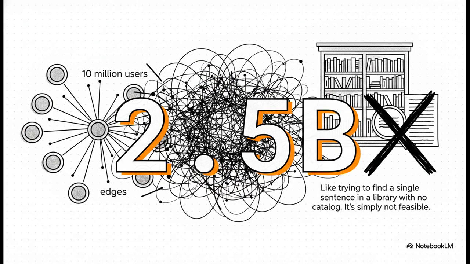And why is all this efficiency so critical? Well, it all comes down to sheer scale. A medium-sized app can easily have over 2.5 billion relationships. Trying to search through all that without a specialized graph database would be like trying to find one specific sentence in a library the size of a city with no card catalog. It's just not going to happen.